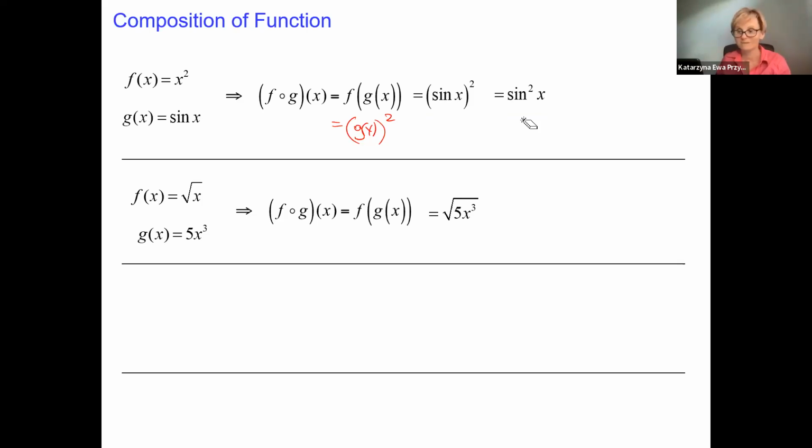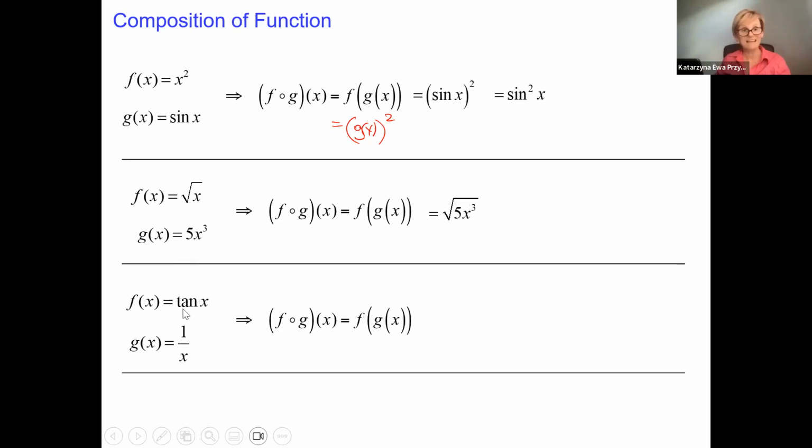Okay. Now, tangent of x and 1 over x. Yes, it's fine. I figured out that the 2 is just a typo. Let's combine and create f of g of x. It means tangent is the outer function. Instead of x, we will put a new function. We can see tangent is the outer function, and the inner function is 1 over x.